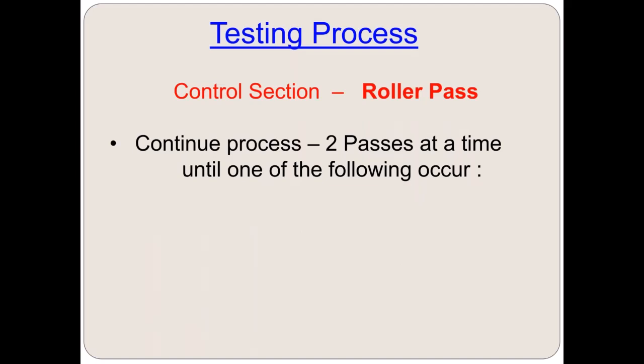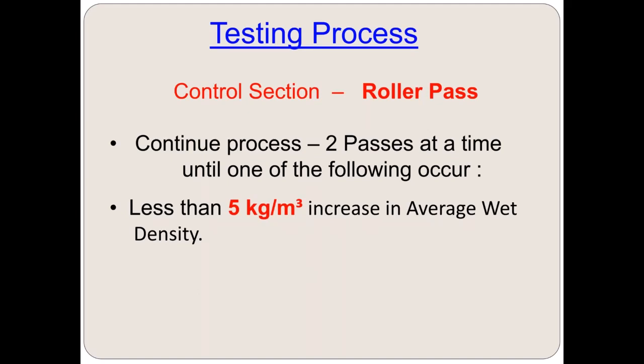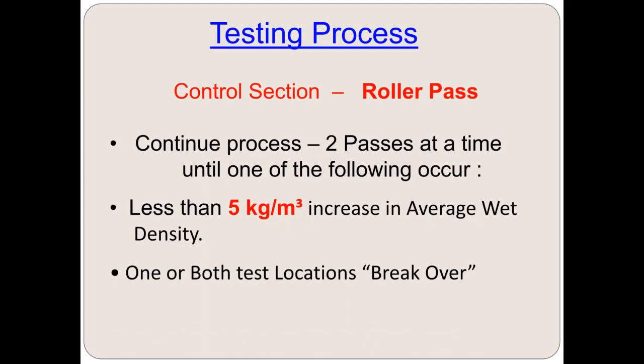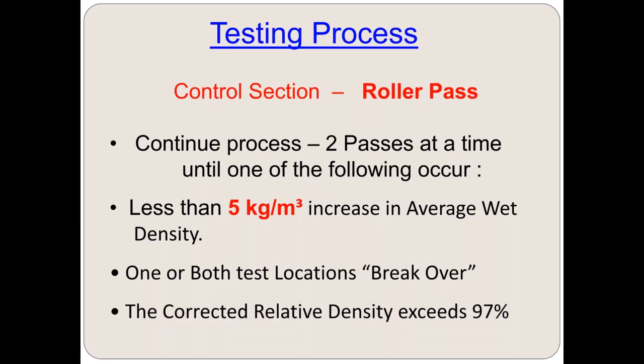And we're going to continue this process 2 passes at a time until one of the following 3 conditions occur. Less than a 5 kilogram per meter cubed increase in the average wet density between one set and the next set. Either one or both of the test locations break over, meaning that the density drops. And if the corrected relative density exceeds 97%, we're going to stop the roller pass.